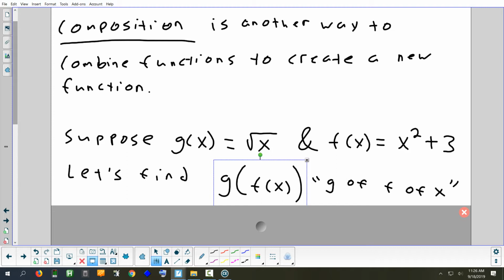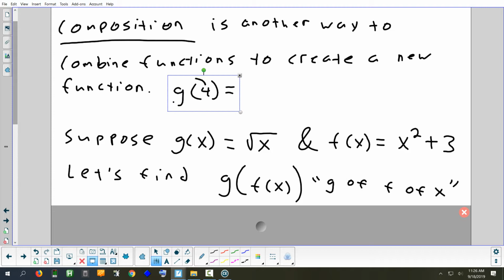So if I wrote down g of 4, what does that mean to do? Like, how do you figure out g of 4? What do you do with the 4, Zach? x would equal 4. Yes, x would equal 4 in function g.